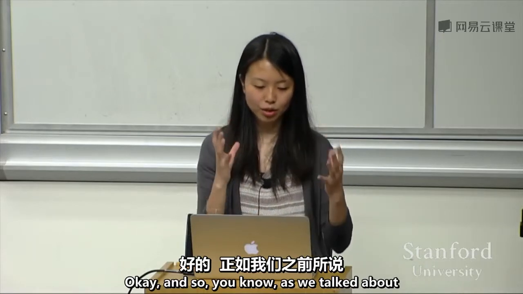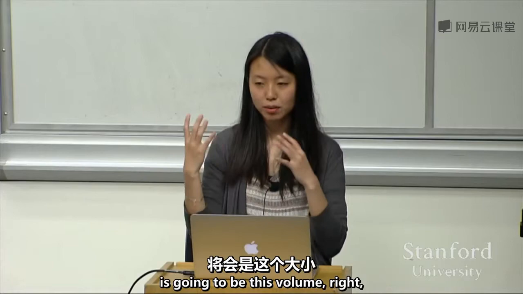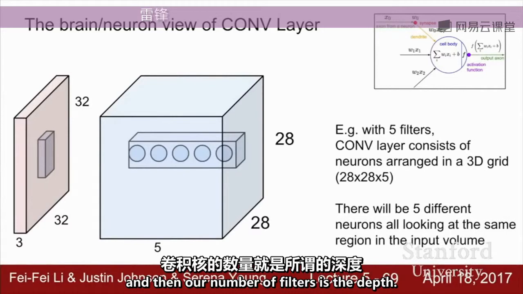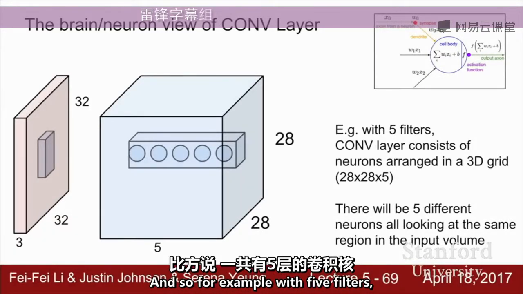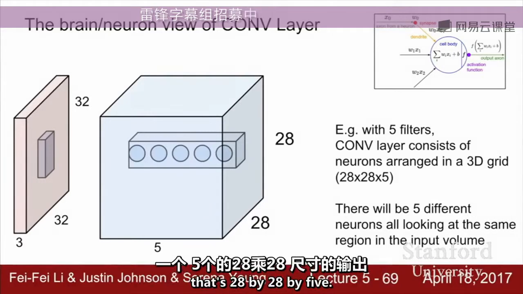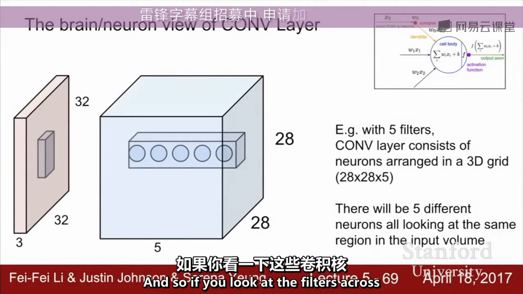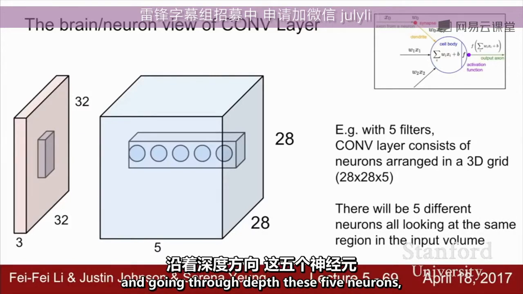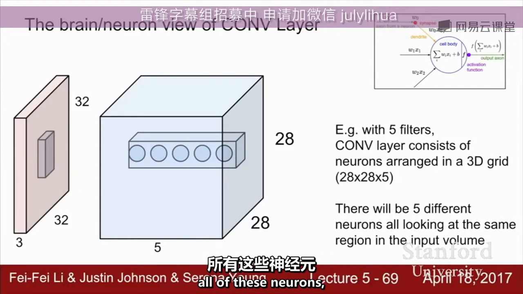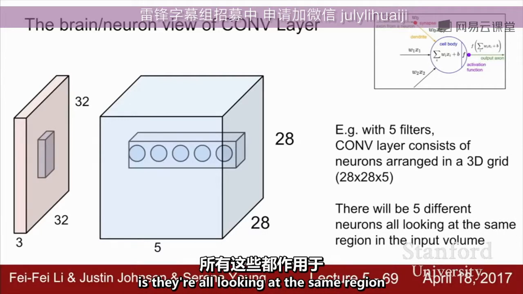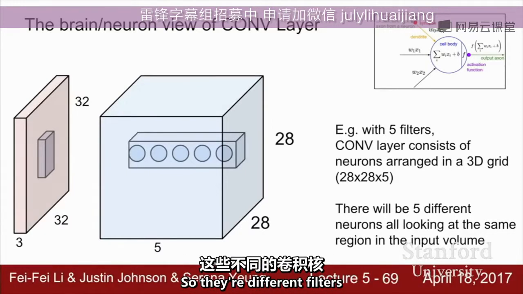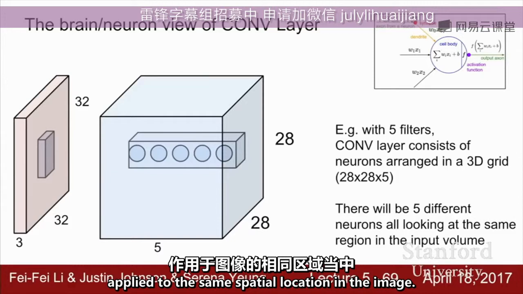As we talked about, what we're going to get at the output is this volume, where spatially we have, let's say, 28 by 28, and the number of filters is the depth. For example, with 5 filters, we get out this 3D grid that's 28 by 28 by 5. If you look at one spatial location of the activation volume and go through depth, all of these 5 neurons are looking at the same region in the input volume, but they're looking for different things. They're different filters applied to the same spatial location in the image.